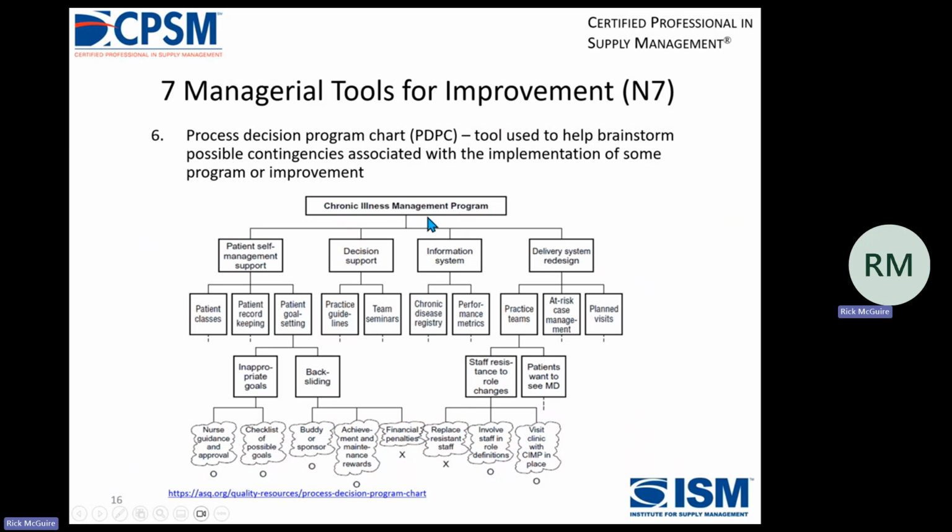So this is looking at chronic illness management. These are inputs to it. And then you break the inputs down a little bit more, and then you break them down a little bit more. And then here's what he's talking about, these risk mitigation strategies for each of these inputs.